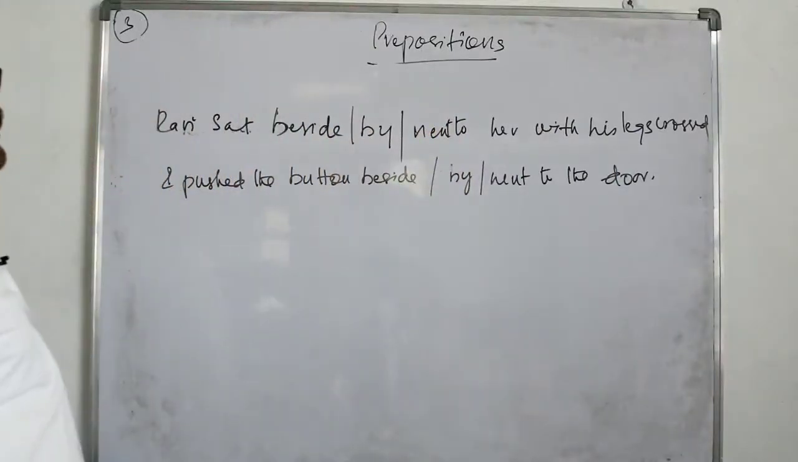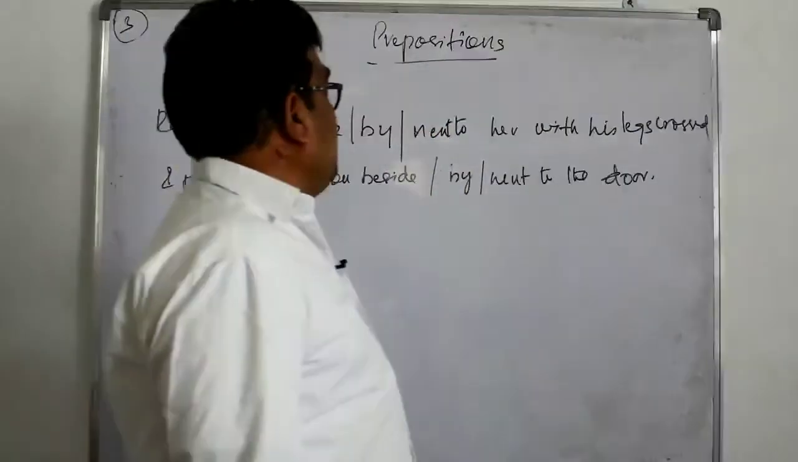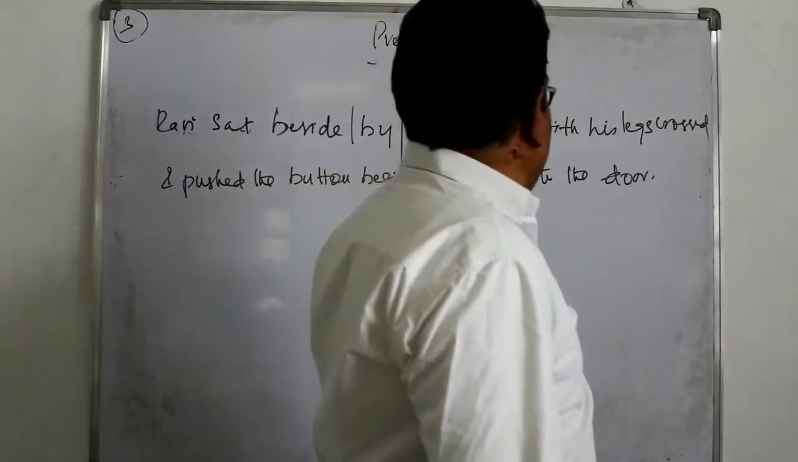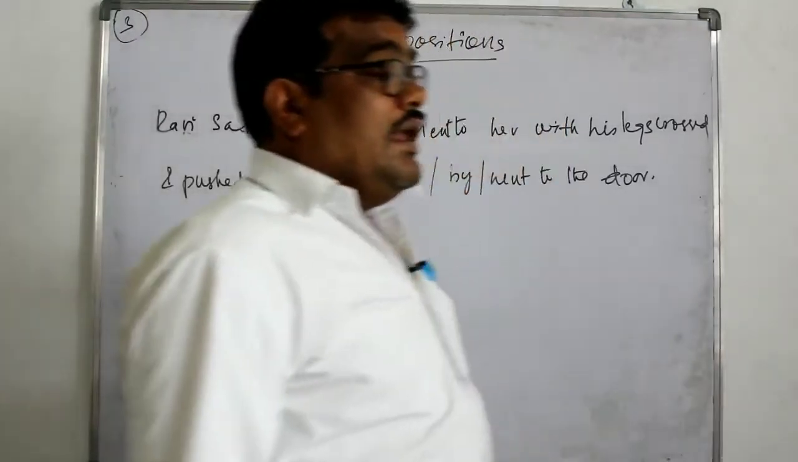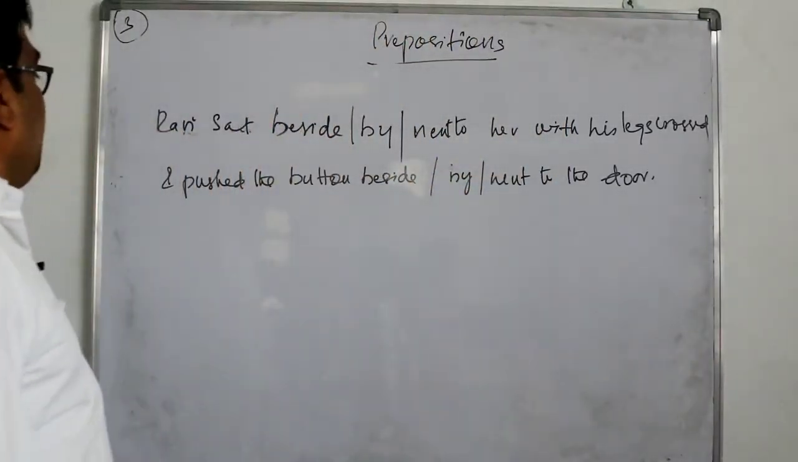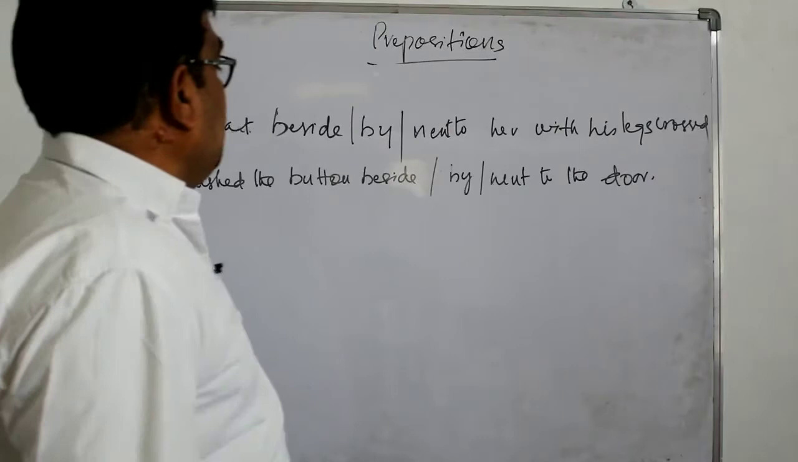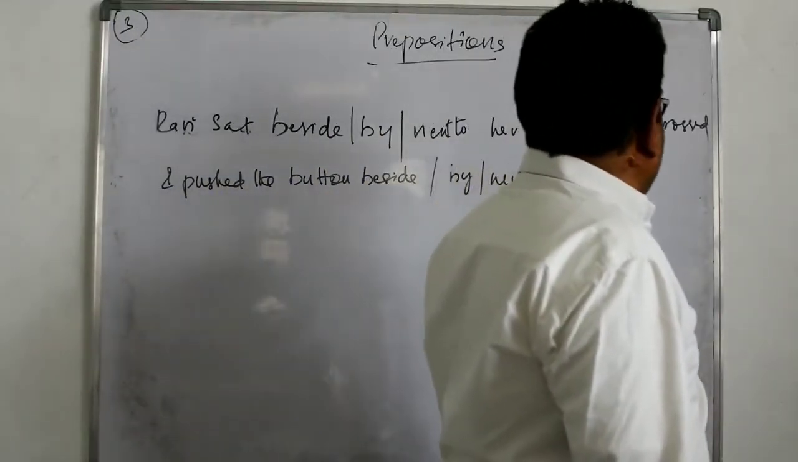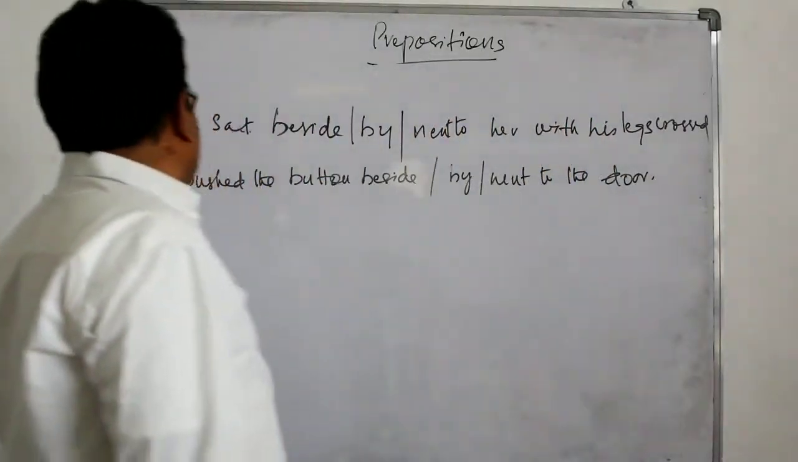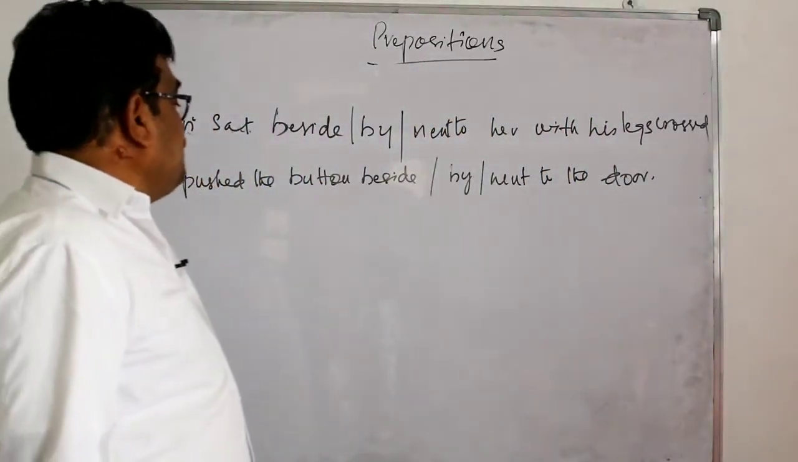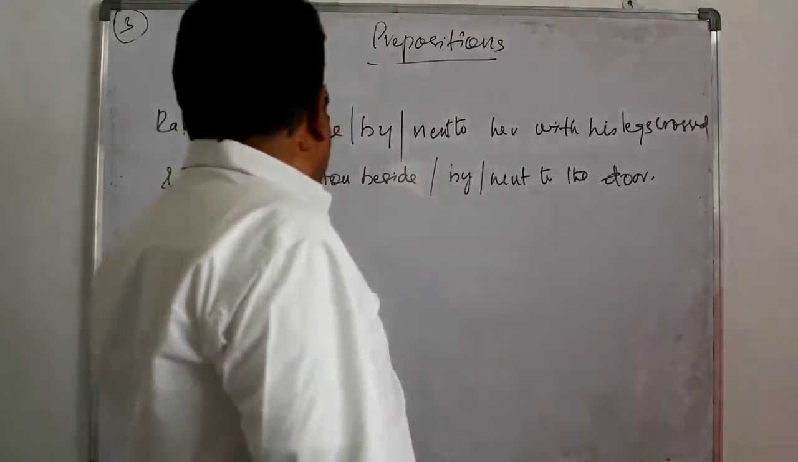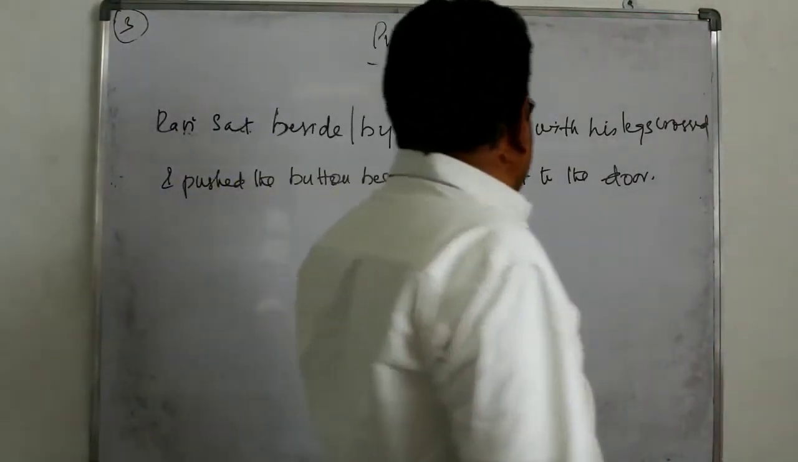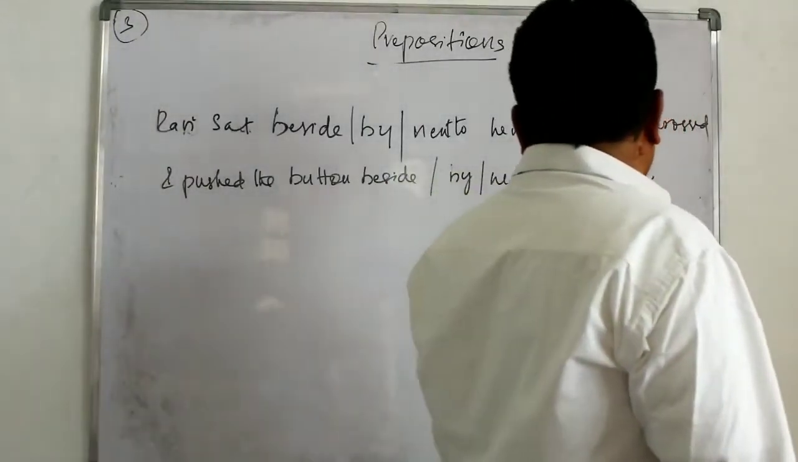Number one, Ravi sat beside or by or next to her with his legs crossed. Another example, I pushed the button beside or by or next to the door.